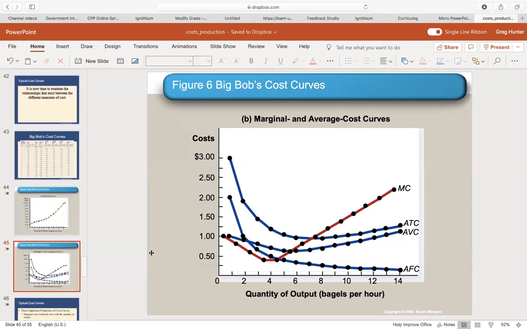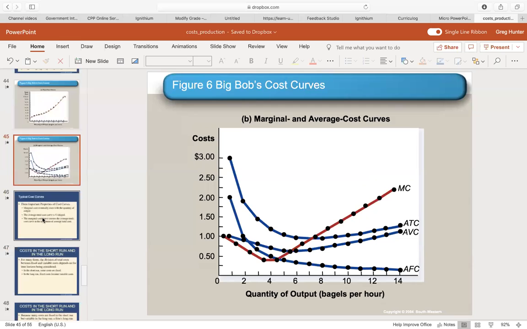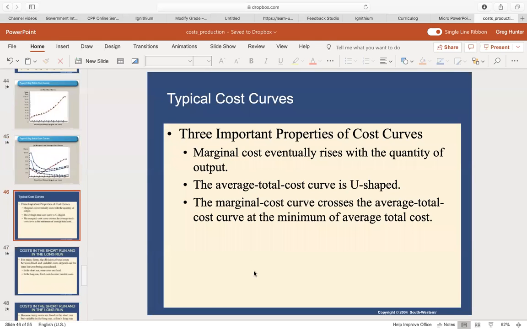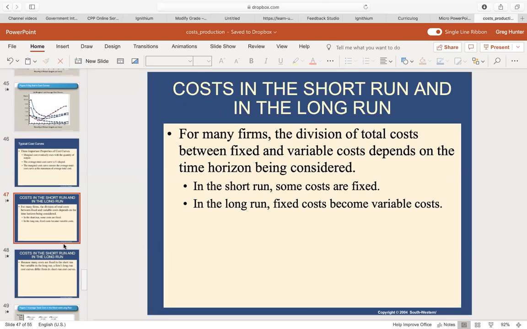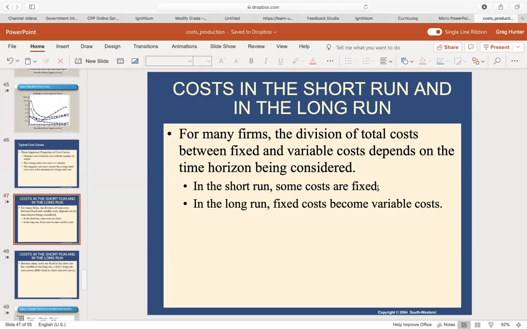Okay, so here's our graph again. And so we have this U-shaped property that we want to talk about. And these 2 bullet points are the 2 main points, which is we get the efficient scale. Now, the last thing that we want to talk about a little bit is the difference between short and long run costs. Okay, and this is the definition.